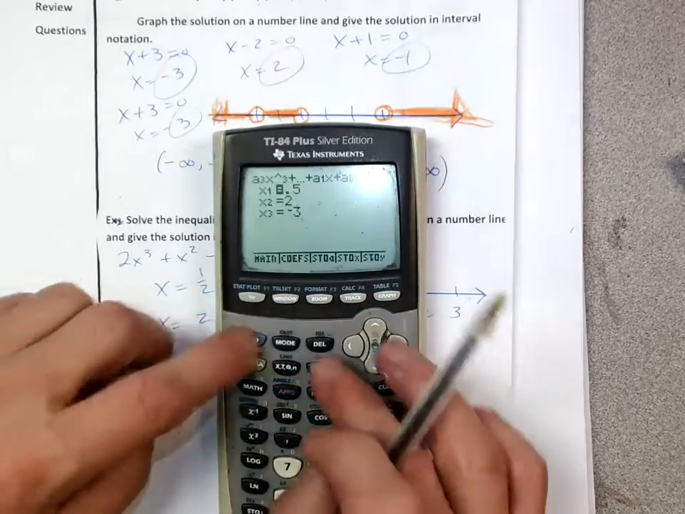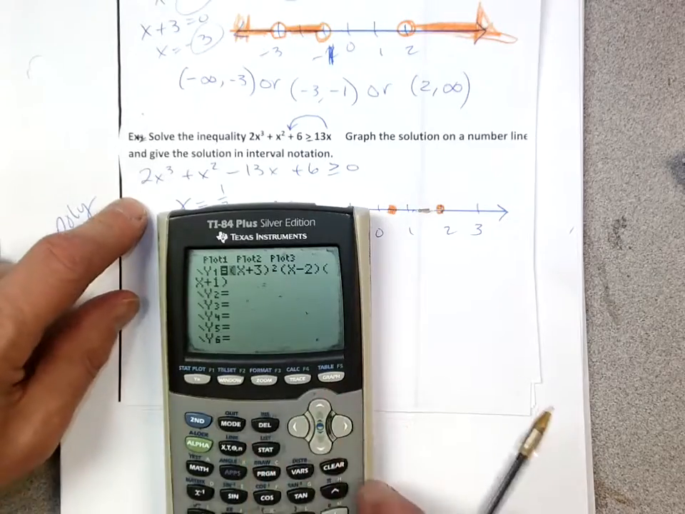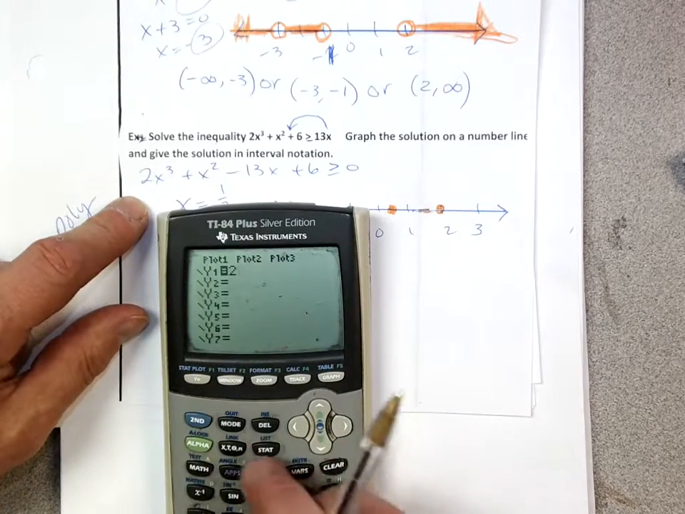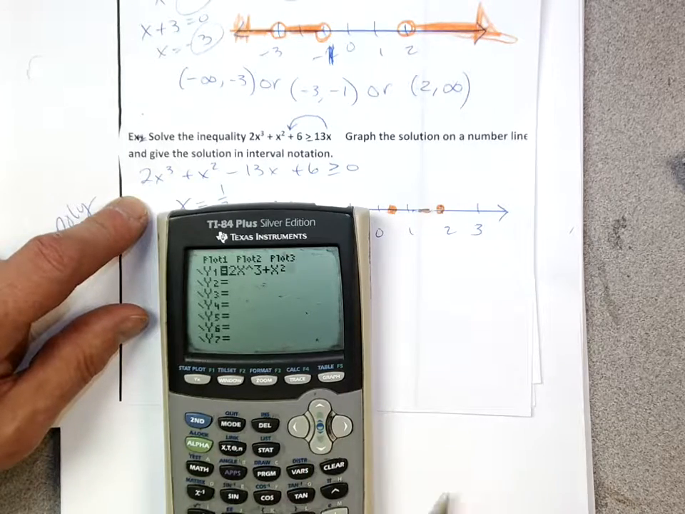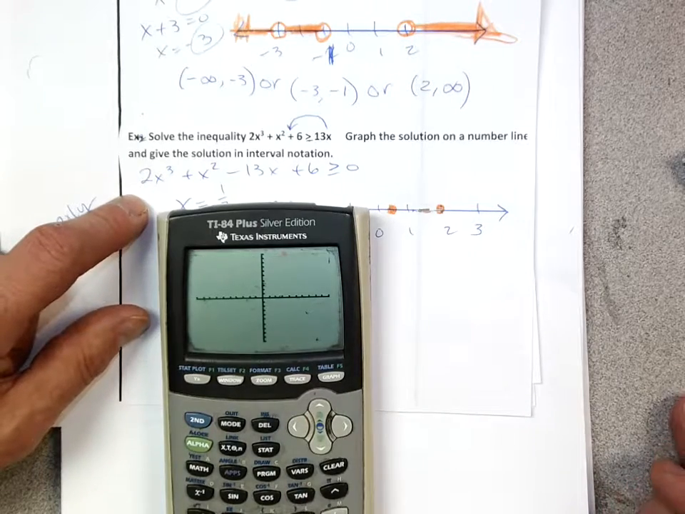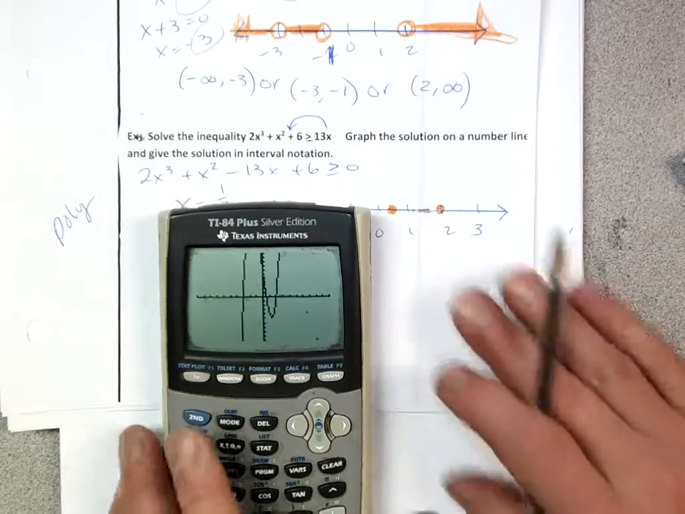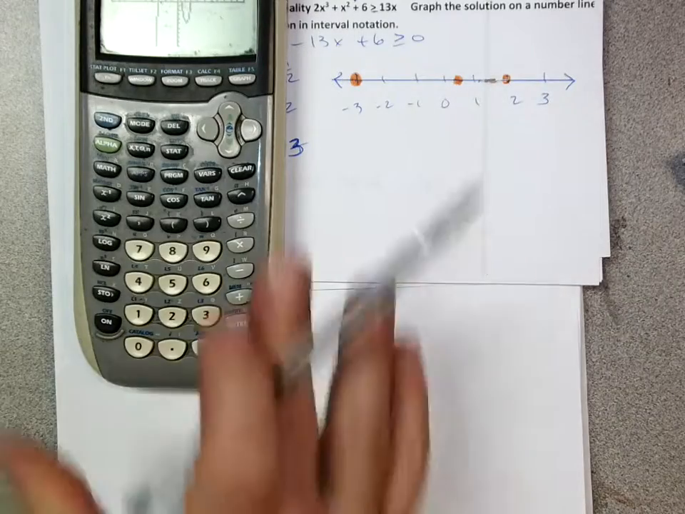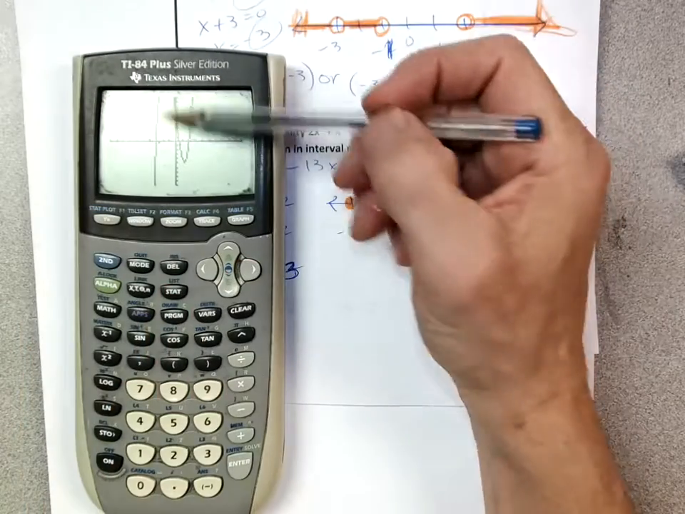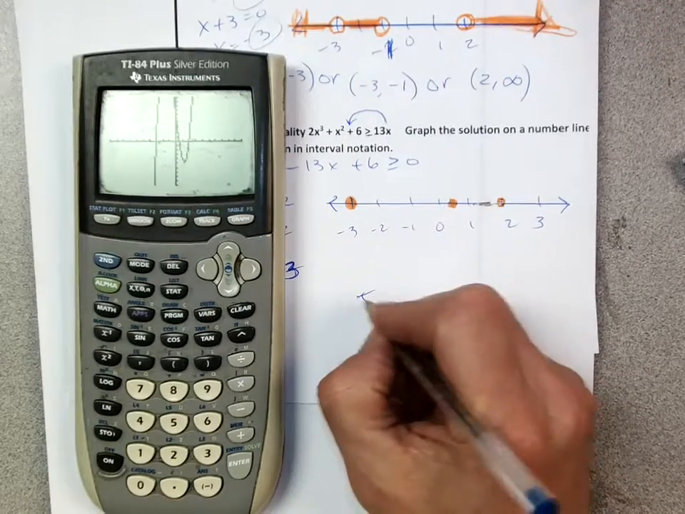So let's go to y equals, let's put in our equation, clear that, 2x to the third plus x squared, subtract 13x plus 6. I'm going to graph it, okay? Now, I don't have to see all of the graph, right? I do not need to fix the window. All I need to do is use my trace button, okay? So I'm going to use my trace button.